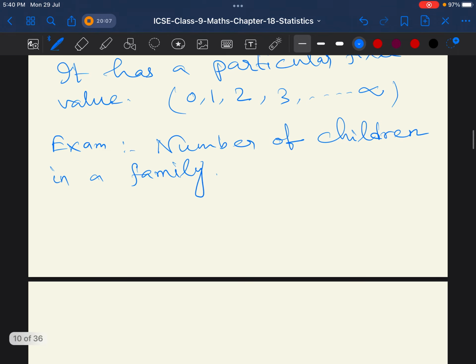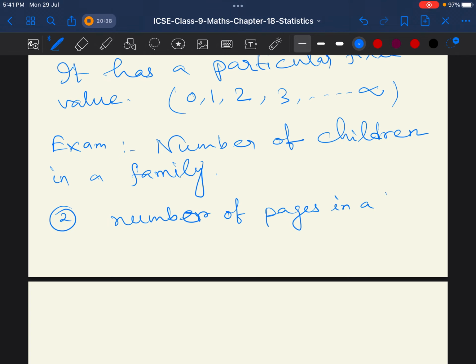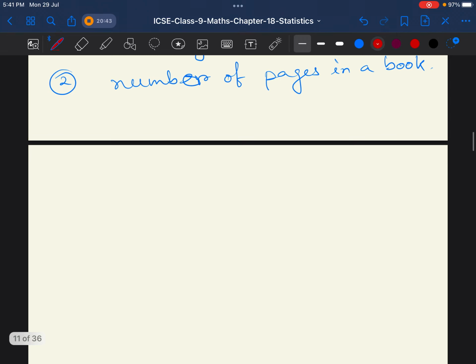Another example is the number of pages in a book. You can count the pages, 50, 60, but you can't have 50.1 pages, okay, it's never possible. So the number of pages in a book. Now we will learn raw and arrayed data.